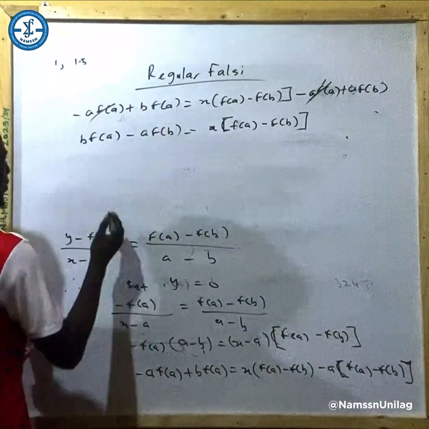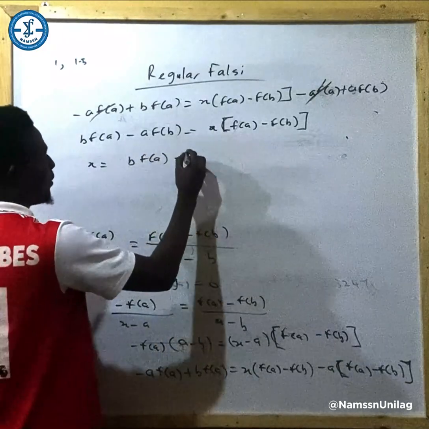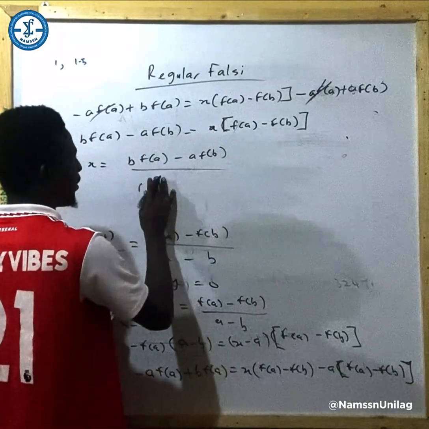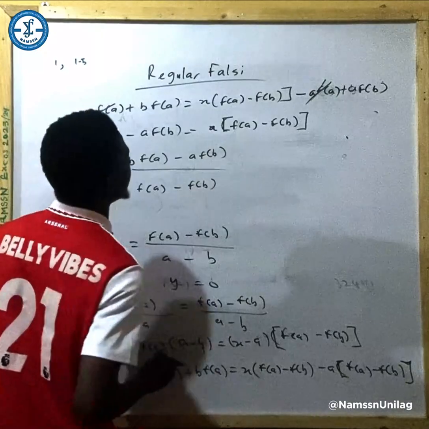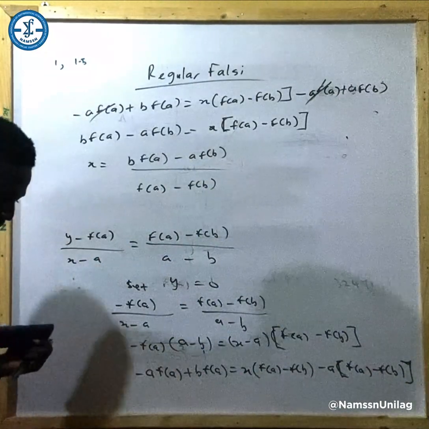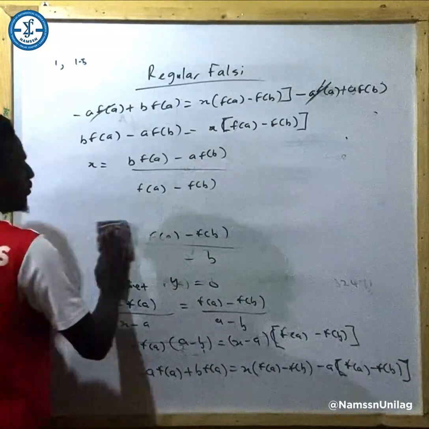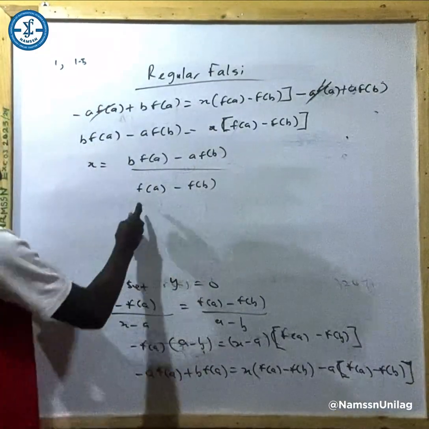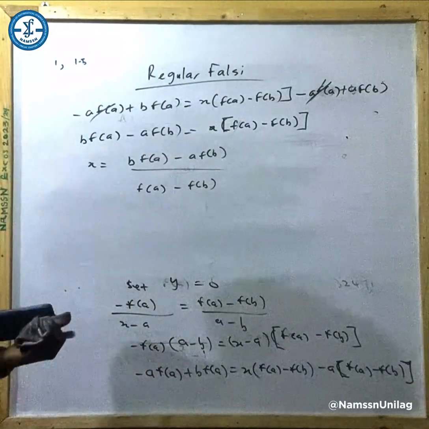So make x subject of the formula, x becomes B f of A minus A f of B over f of A minus f of B. So this is regula falsi. So let's use this to solve the same question also. Now take note. One thing about this regula falsi is that f of A and f of B, one of them must be positive and the other negative.